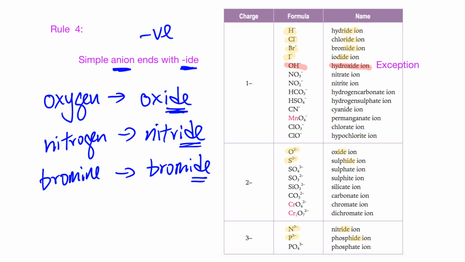When you see IDE, we talk about the simple ion. That means only one of them. Okay, only one atom in it. So basically, you have hydride, chloride, bromide, iodide, oxide, sulfide, nitride, and phosphide. All these are simple ion.